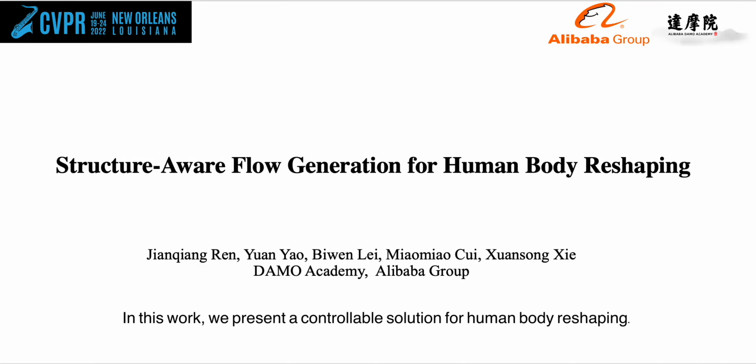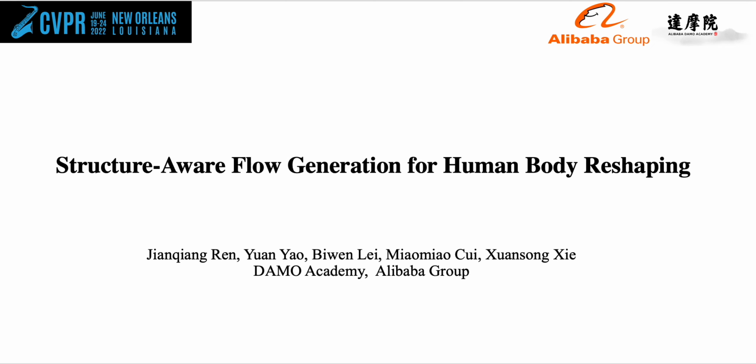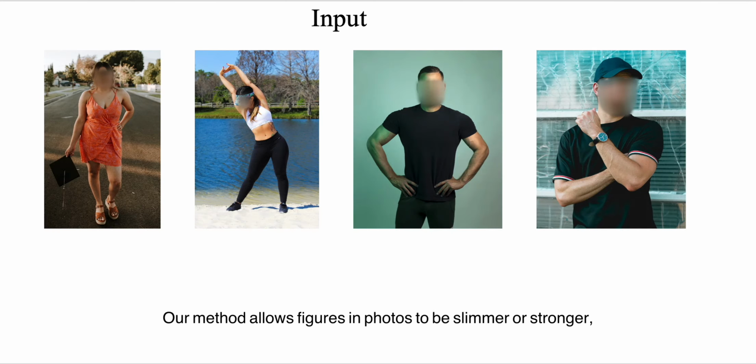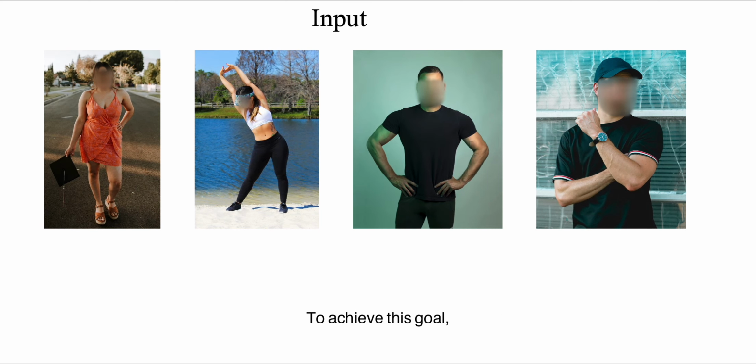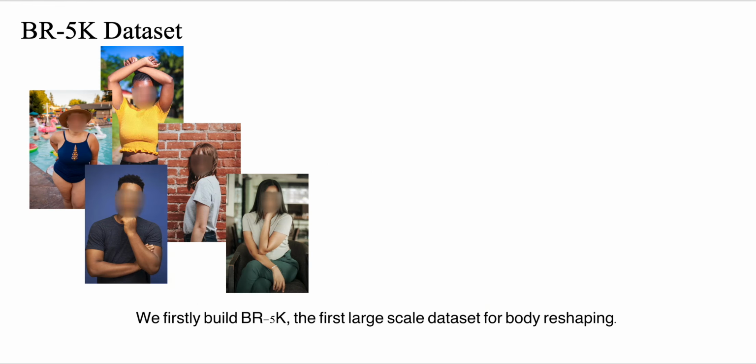In this work, we present a controllable solution for human body reshaping. Our method allows figures in photos to be slimmer or stronger, and can efficiently handle high-resolution images. To achieve this goal, we first build BR5K, the first large-scale dataset for body reshaping.